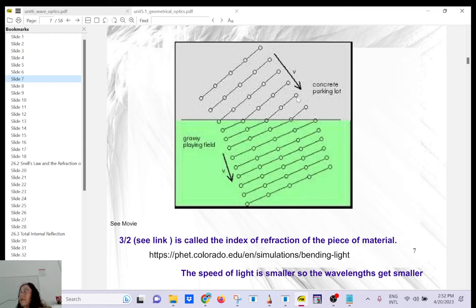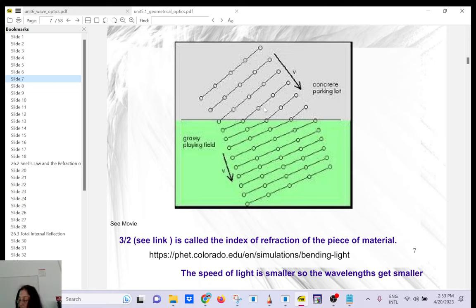Does it make sense? So if you imagine, it's like marching bands. So they march, march, march, march. This one is slowing down. So this one is still going fast. So it makes a turn, right? So they turn in this direction. And that happens because light will move slower in glass, for example. So if this is glass or this is plastic, the light will move slower. So it will bend.